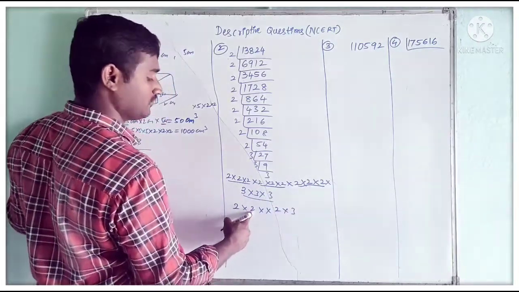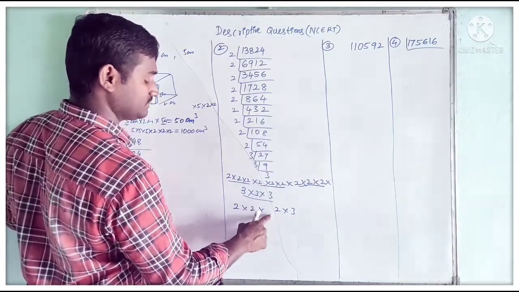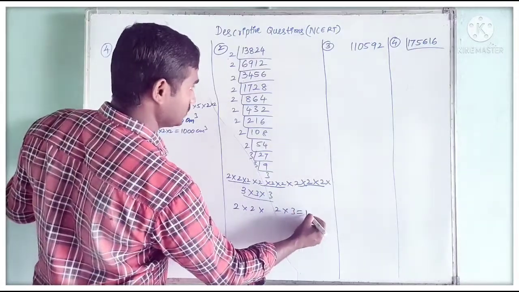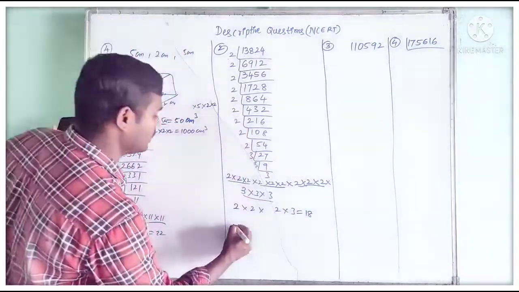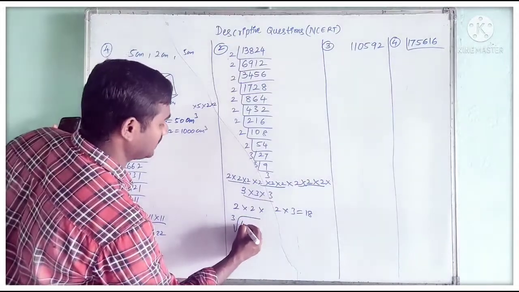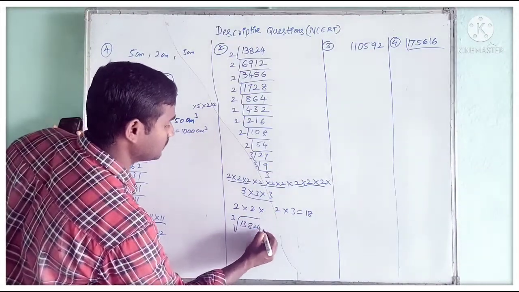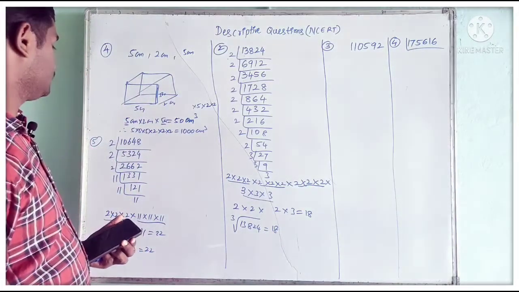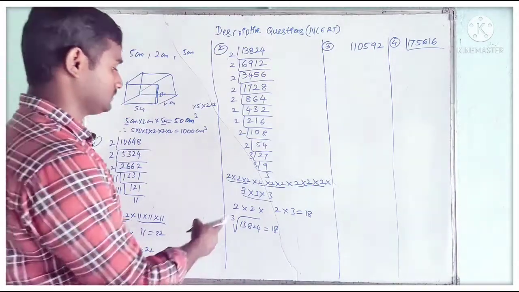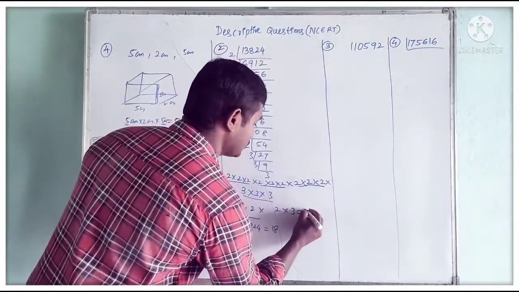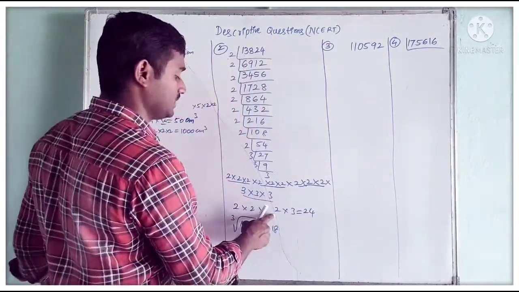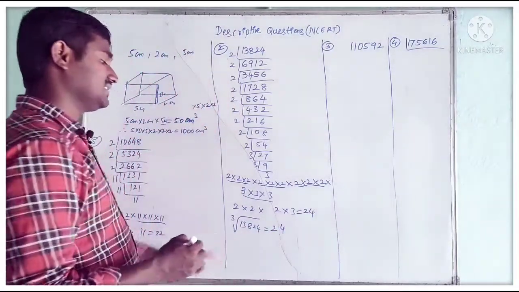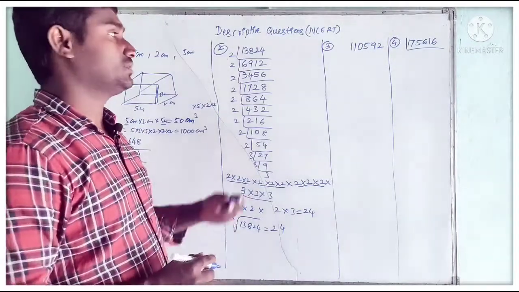So 2 into 2 is 4, 4 2's are 8, 8 3's are 24. So cube root of 13,824 is how much? 24.